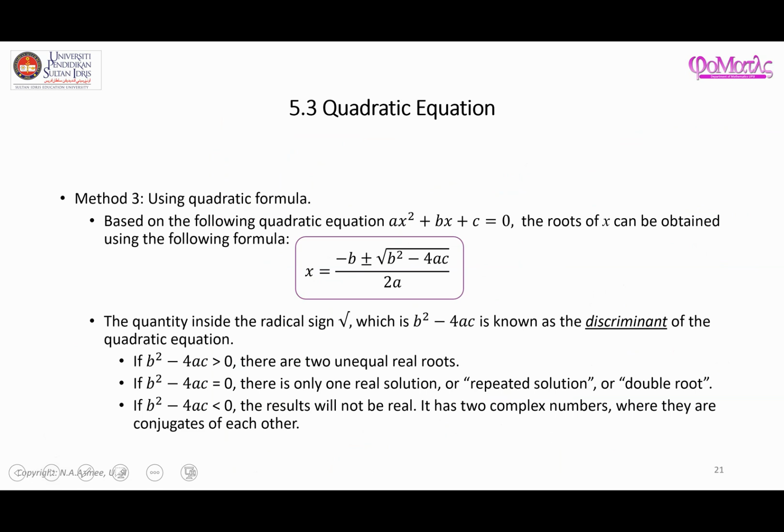Now, here is the third method on how to solve a quadratic equation. We can use the quadratic formula. So this is the formula.